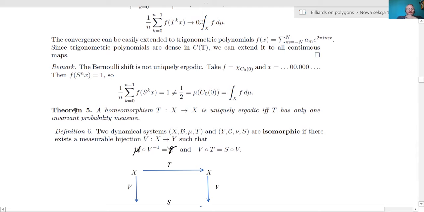because a homeomorphism is uniquely ergodic if and only if T has only one invariant probability measure, but the Bernoulli shift has a lot of invariant measures, and we considered here a particular invariant measure, which is the Dirac point measure at the fixed point, the zero fixed point.